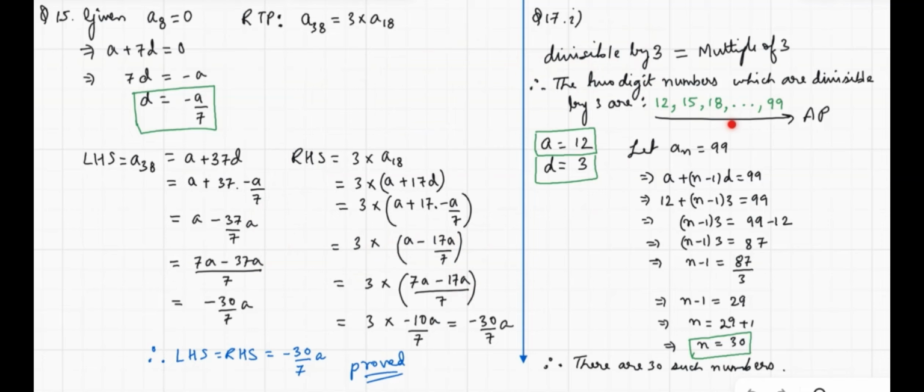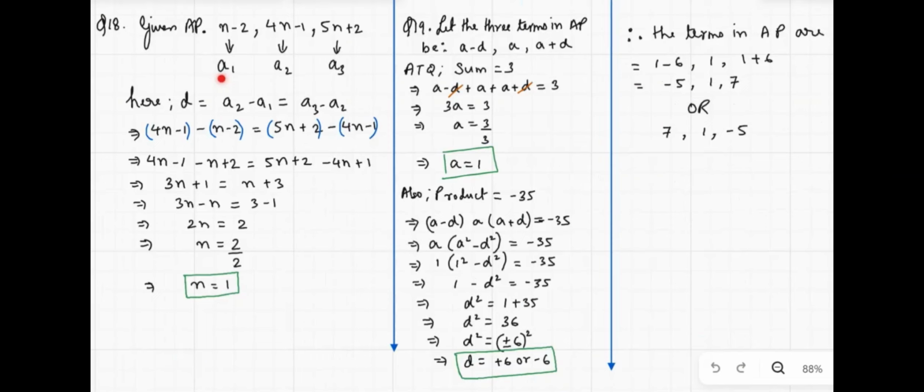Now let us suppose that 99 is the nth term of this AP, and that implies that A plus n minus 1 times D is equal to 99. Replacing A by 12, D by 3, we have n minus 1 times 3 equal to 99 minus 12, that is 87. Now 87 divided by 3, we have n minus 1 equal to 29. Then n is equal to 29 plus 1, that is n equal to 30. That means there are 30 such numbers which are of 2 digits and are divisible by 3.